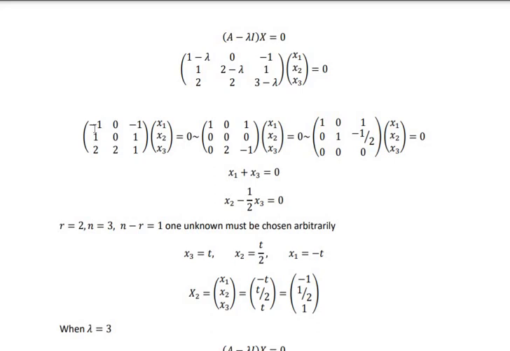Then you can make this coefficient matrix as echelon form. So you will get this one. So what is the rank? So rank is equal to 2 and the number of unknowns is 3. So therefore n minus r is equal to 1. So you can take one variable arbitrarily. So when you multiply this, you will get this equation: x1 plus x3 is equal to 0, and x2 minus 1 by 2 x3, so that will be equal to 0.